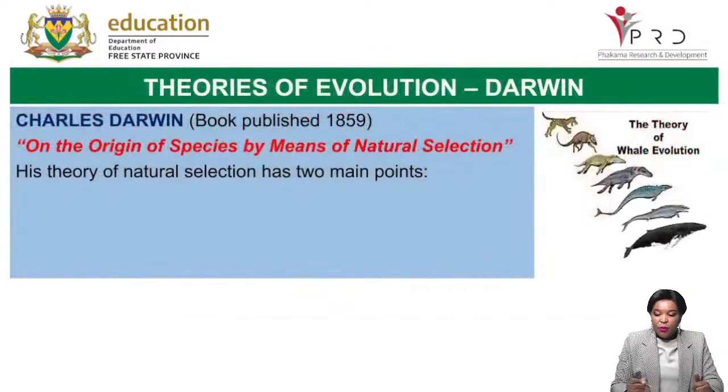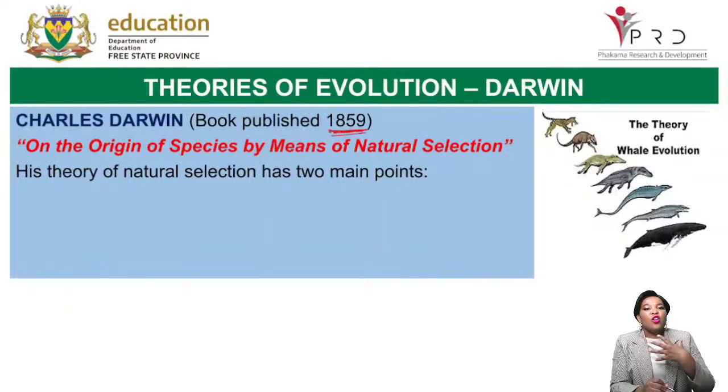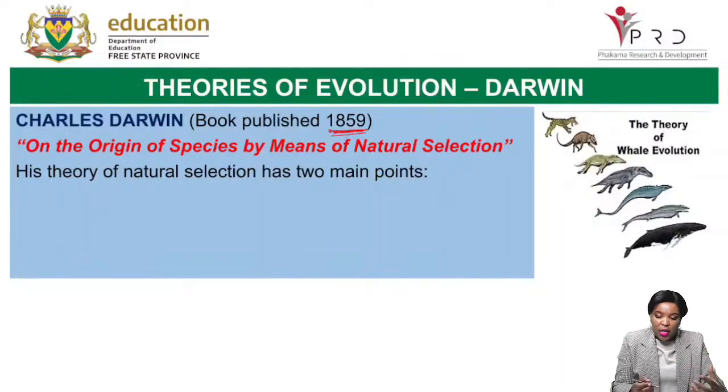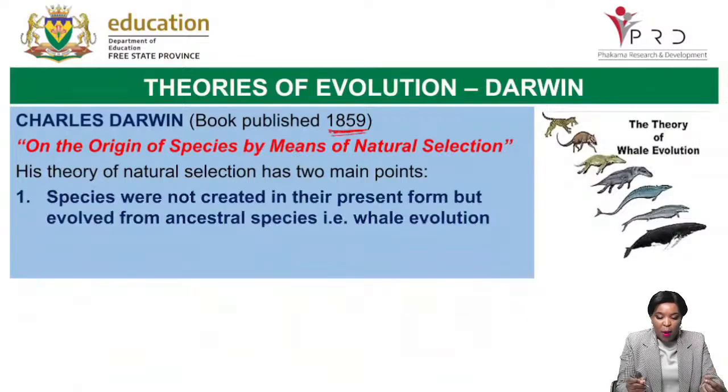Then you come to Darwin. Darwin published a book in 1859, in the 1800s. That is a long time ago. The book was called The Origin of Species by Means of Natural Selection. So his theory is based on natural selection. According to him, evolution took place through natural selection according to these two main points.